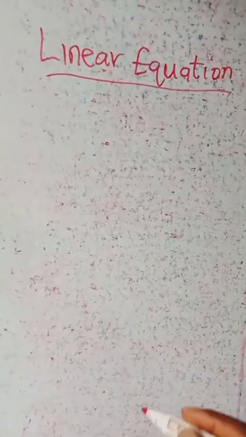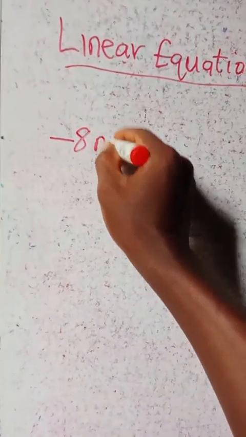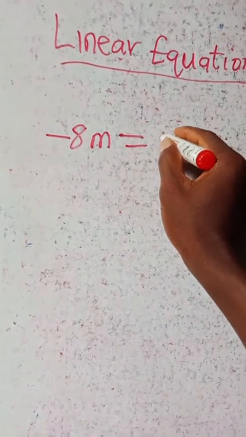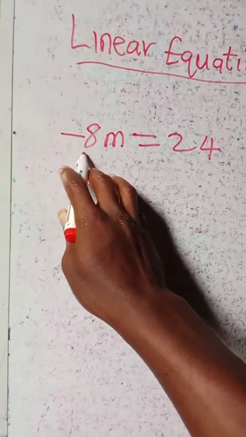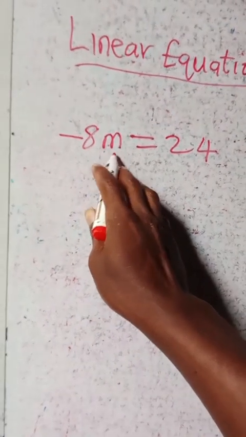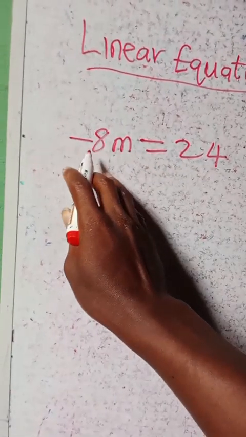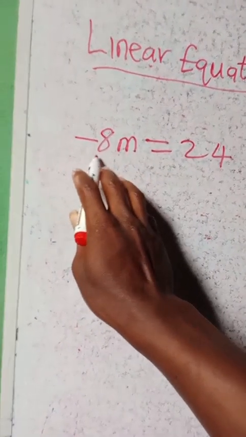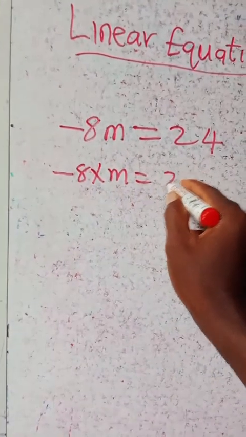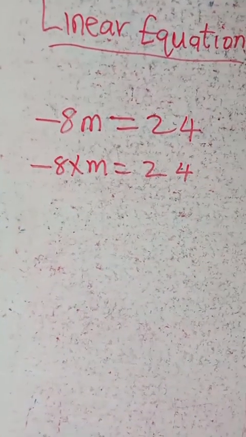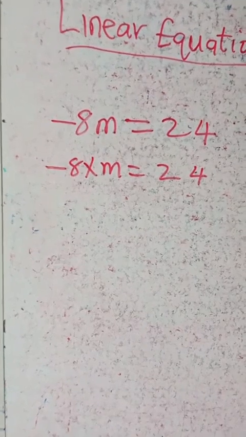Again, if you have a question like this, if you have minus 8m is equal to 24, you see, you have minus 8m, that is the unknown, is equal to 24. What must multiply minus 8 to give you 24? That is what you're checking.